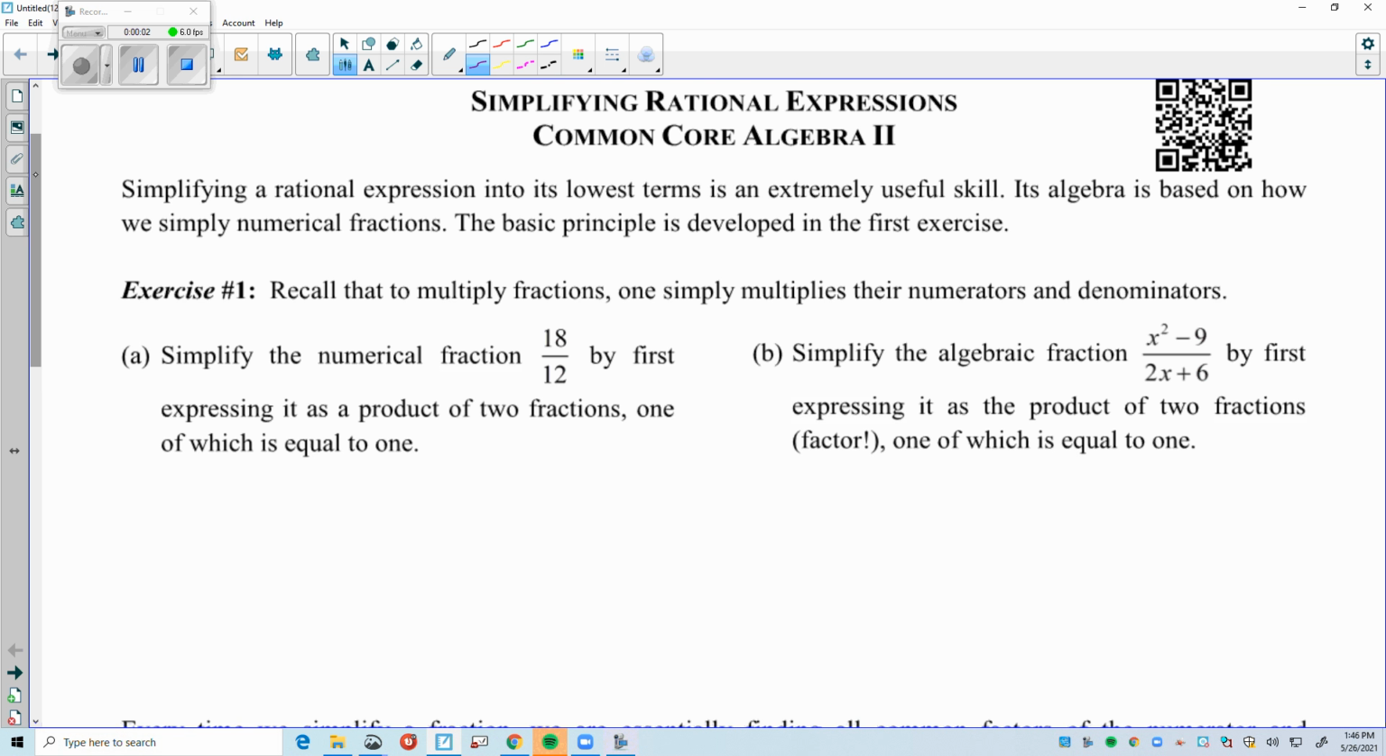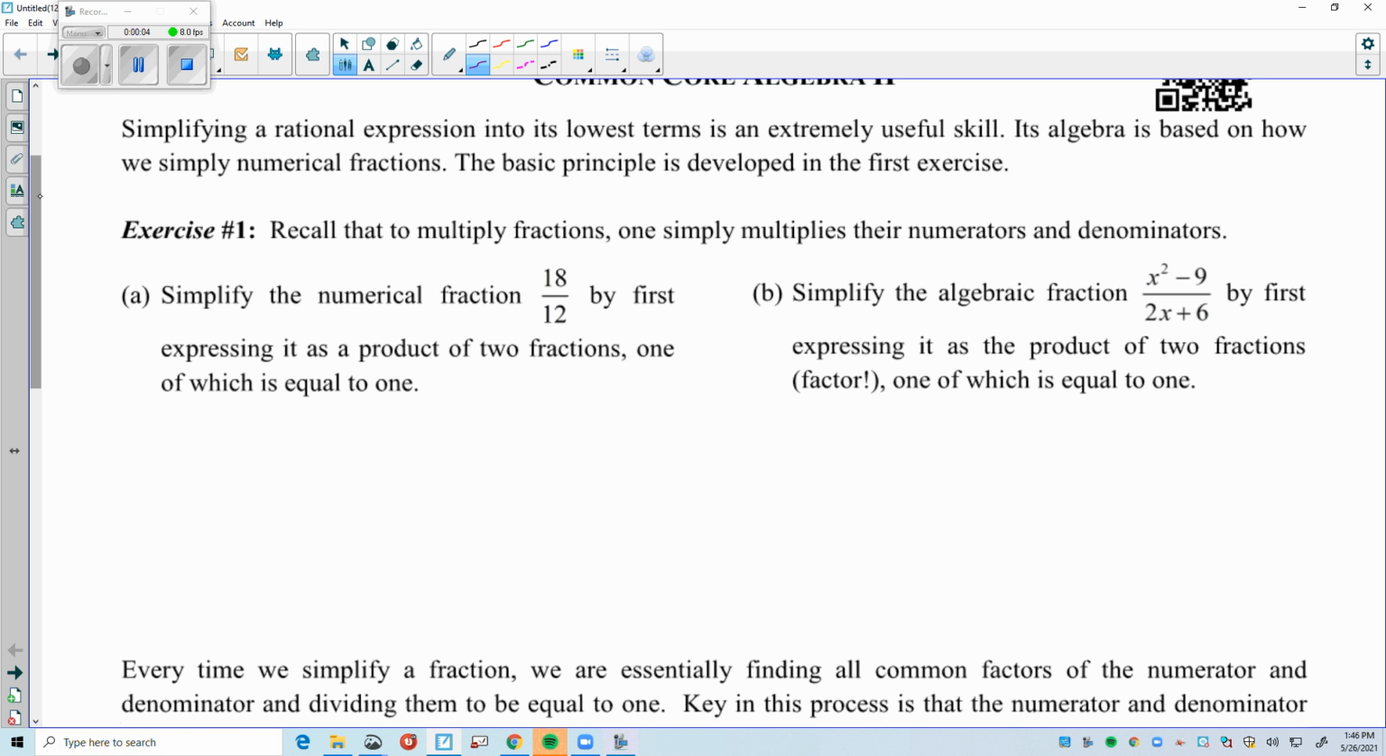Today we're going to take a look at rational expressions, and we're going to see how we can work with them, how we can simplify them. And before we get going, we're going to look at how maybe a basic fraction would be reduced.